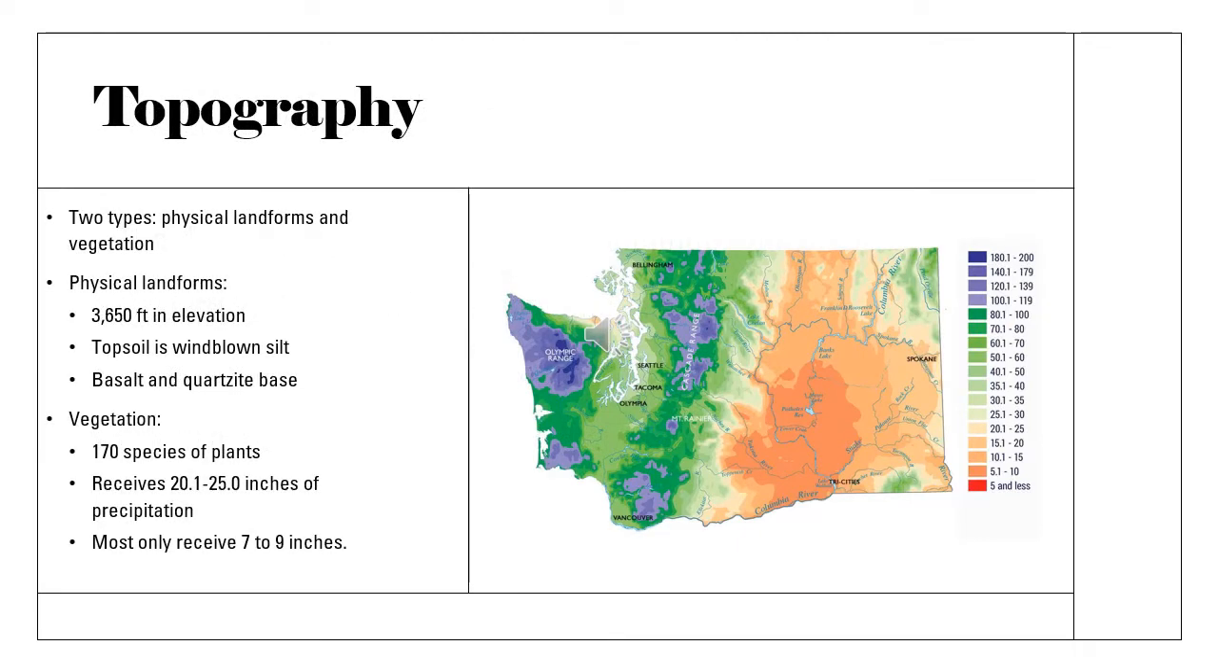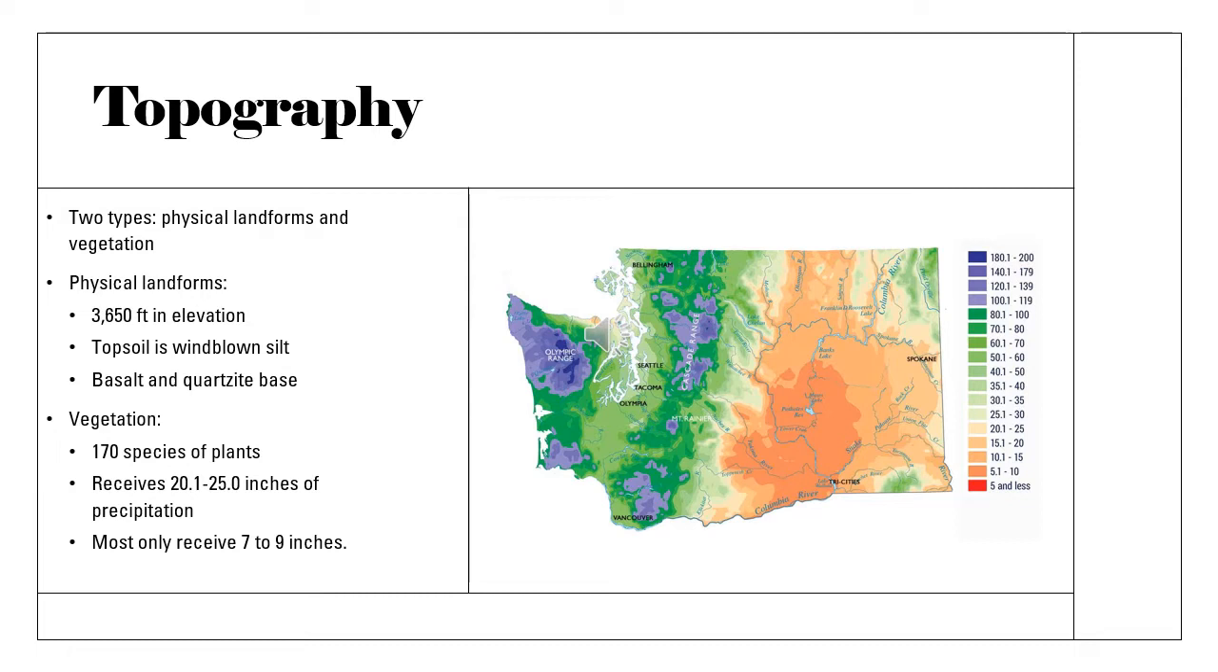There are two types of topography: physical landforms and vegetation. The physical landforms of Kamiak Butte have already been discussed. Kamiak Butte consists of one large hill reaching 3,650 feet in elevation amid a relatively flat surrounding. The topsoil is wind-blown loess soils that sit on top of a basalt and quartzite layer.